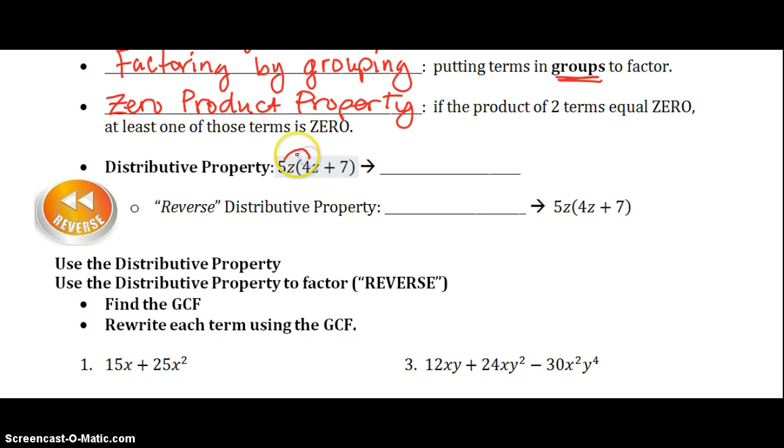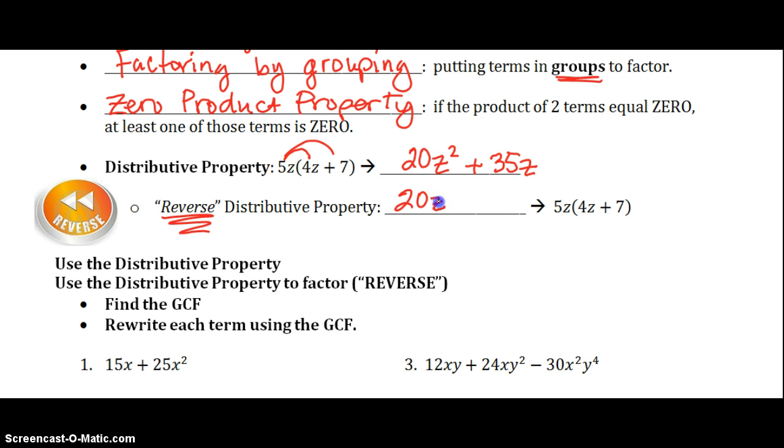Here I would take 5z and I would distribute it to everything inside parentheses. So 5 times 4 is 20, and z times z is z squared, plus 5z times 7 is going to be 35z. Well, the reverse distributive property is where we take out what the greatest common factor between the two numbers are, which we already know it's 5z.